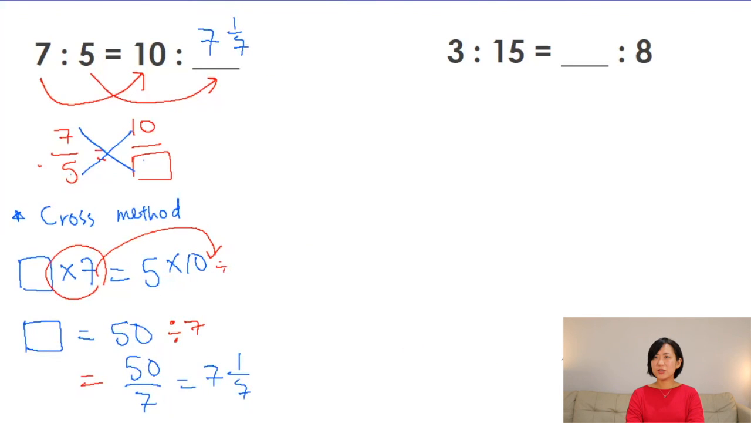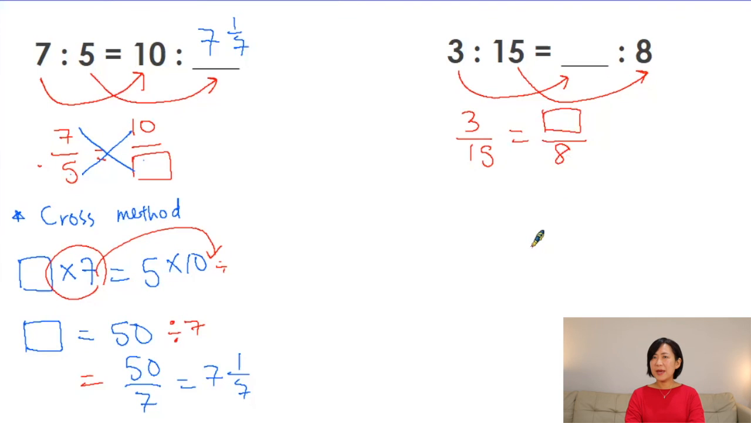So let's try one more. Then again, you need to match the first one to first one, then second one to second one. Then 15 became 8. Always quite tricky. So let's use the cross method. The 3/15 equals the missing number over 8.